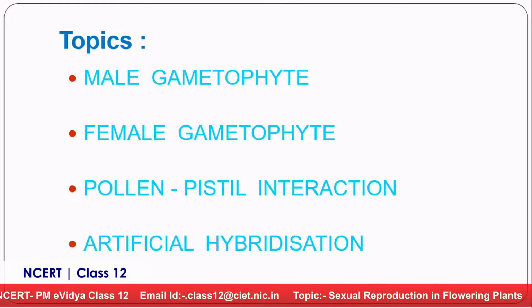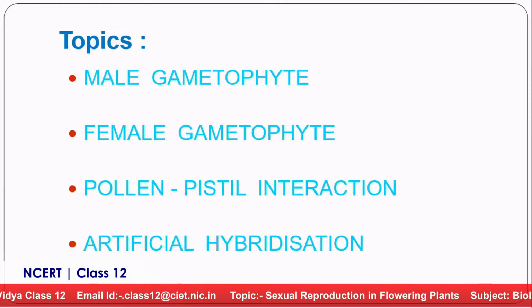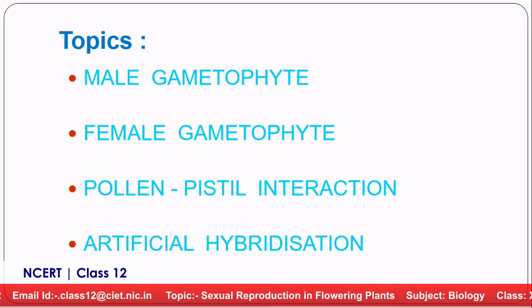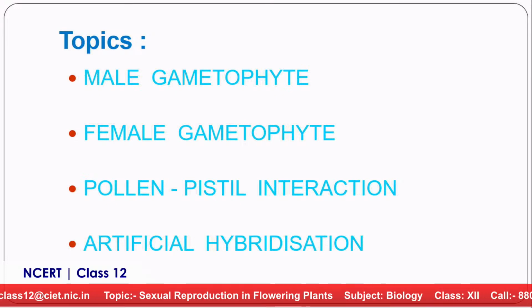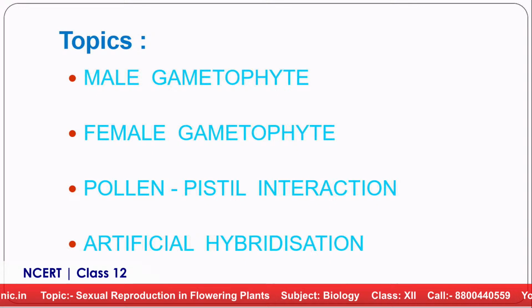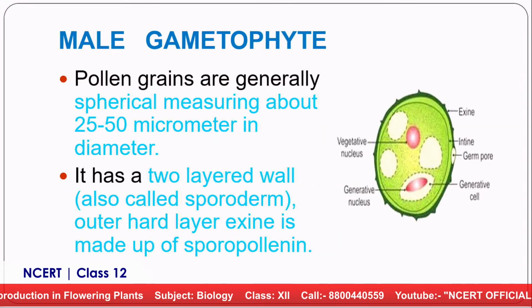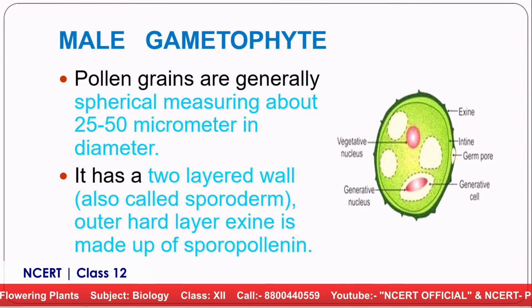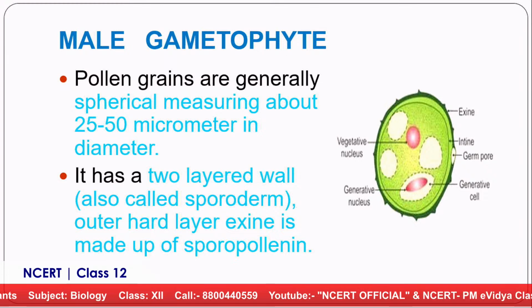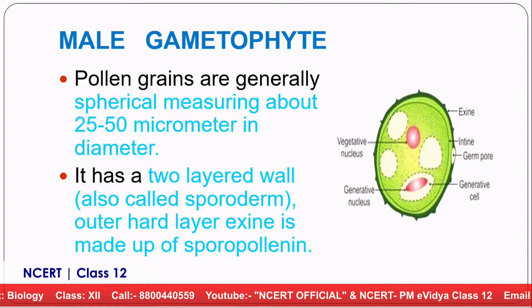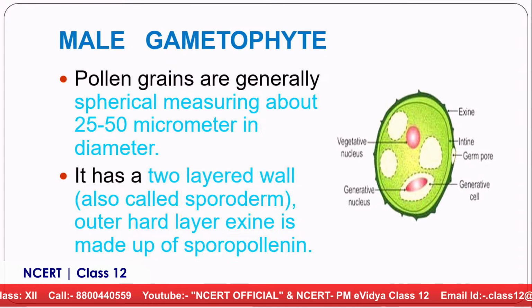The chapter name is sexual reproduction in flowering plants, and today's main topics are the male gametophyte, female gametophyte, pollen-pistil interaction, and artificial hybridization. These are the major topics which I am going to tell you in detail. The first slide is about the male gametophyte. Male gametophyte means we are going to discuss the pollen grains.